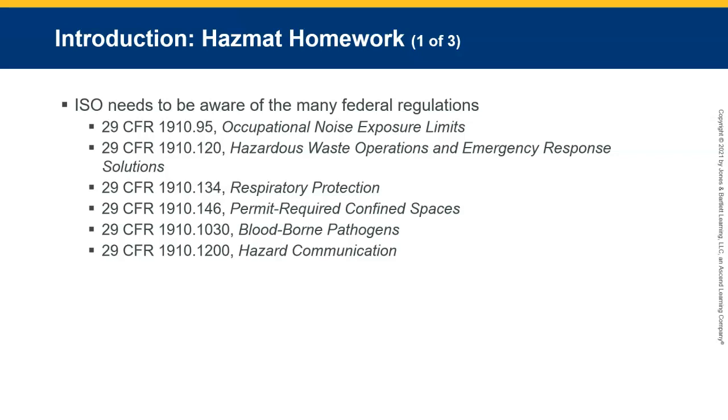1910.120, that's going to be your HAZWOPER standard. That's where we find a lot of hazmat information, respiratory protection, bloodborne pathogens. We see those spread throughout our job for the most part. Some of the unique ones, the permit required confined space standard, we will revisit that a little bit more on the rescue chapter, chapter 15.